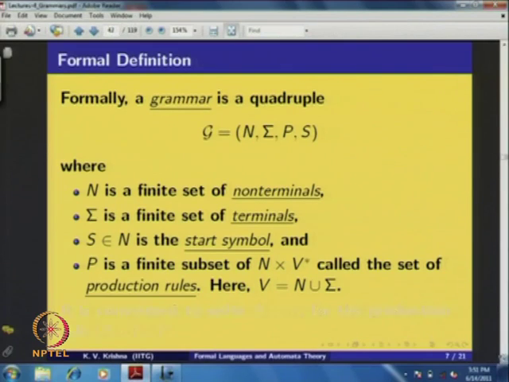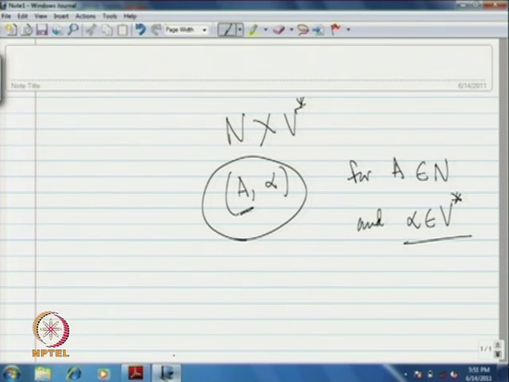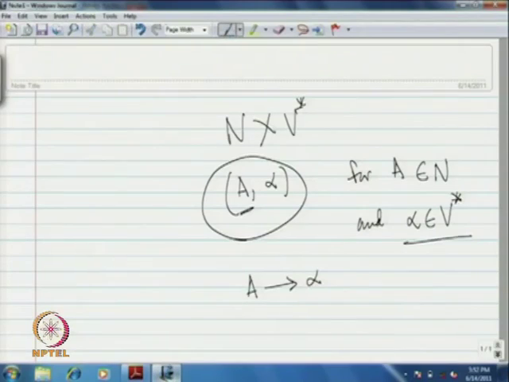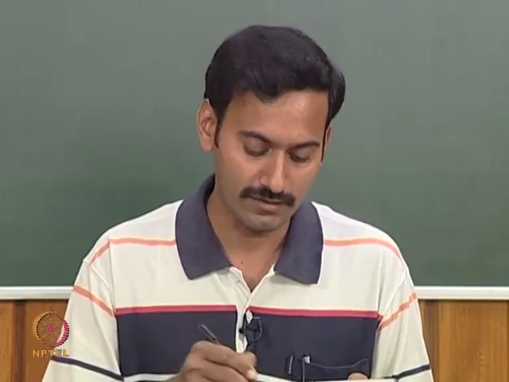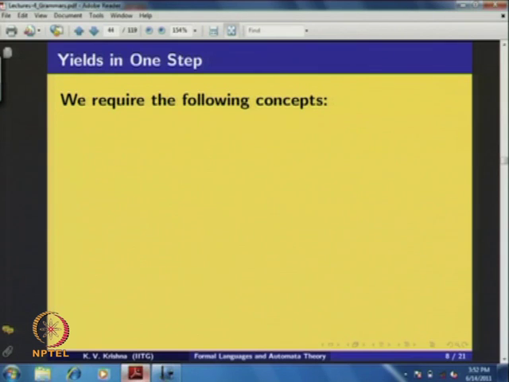So, the rules are essentially pairs of the form A alpha. Now, for convenience, since we are calling it a rule, we write A alpha in this way and call it A can be alpha. And now, before going to talk about the sentences that are to be validated through a grammar, sentences which can be derived or generated using a grammar, we require certain concepts. So, let us first look at those concepts.